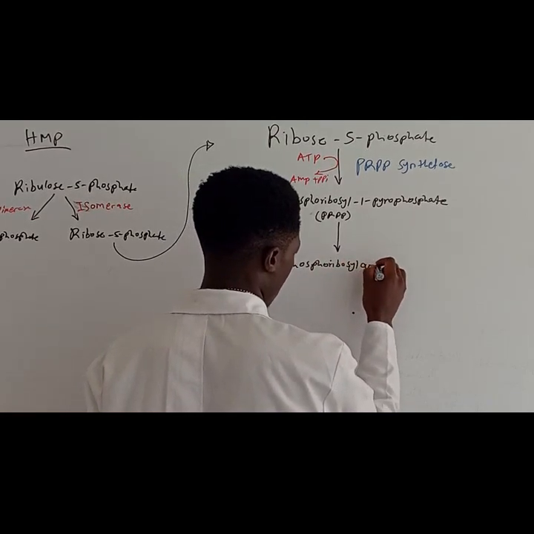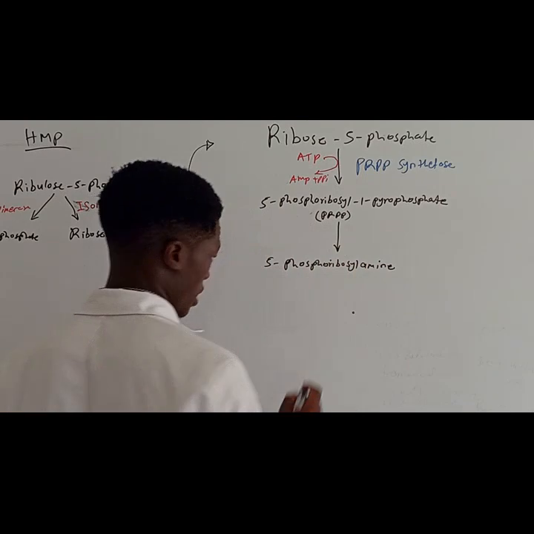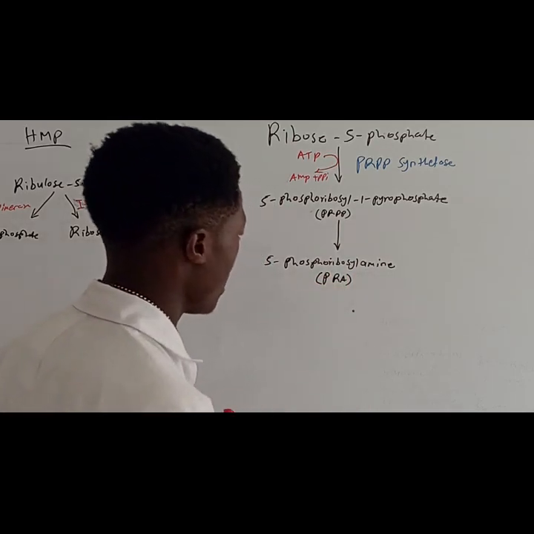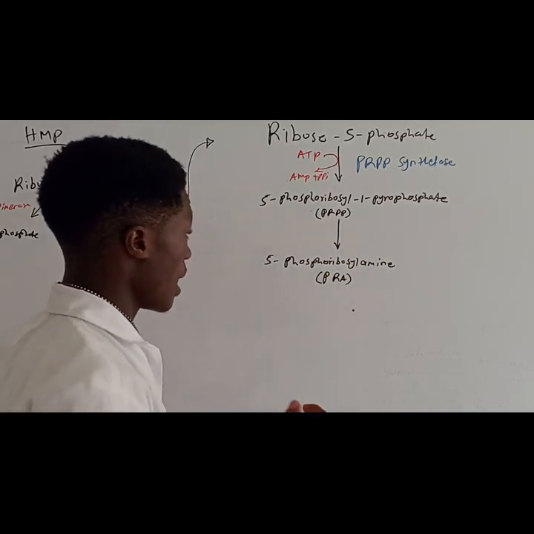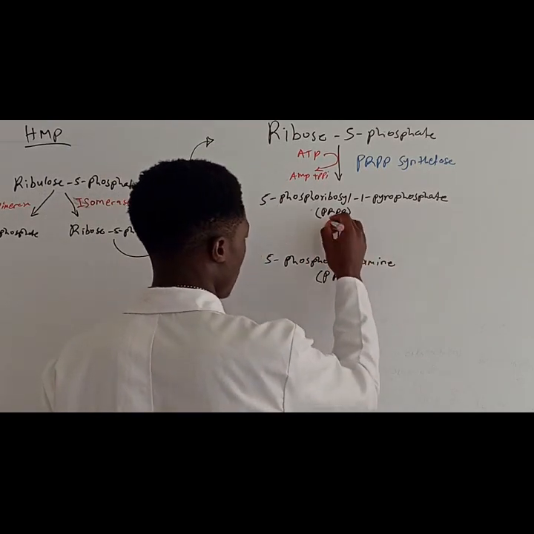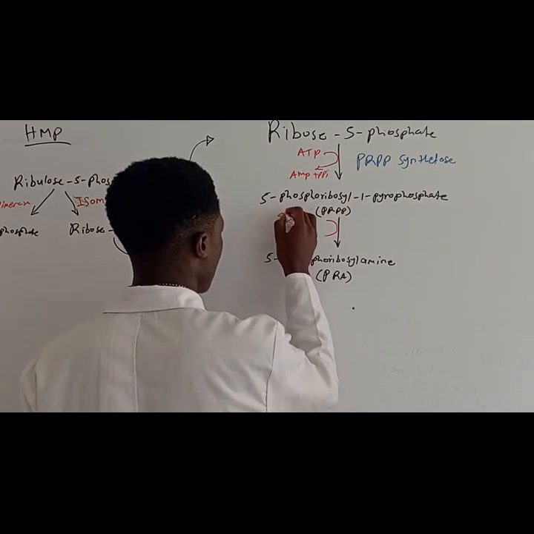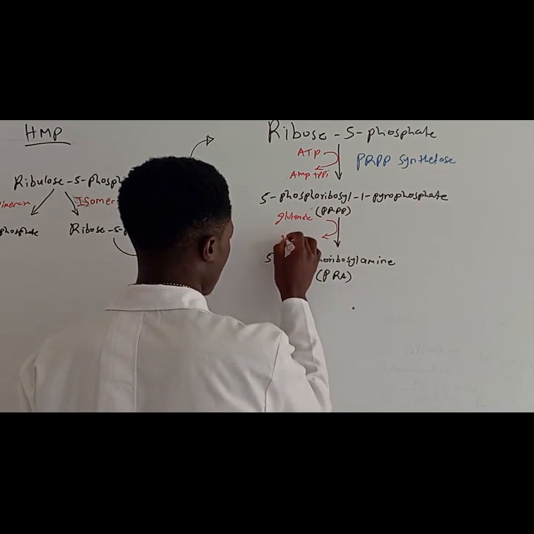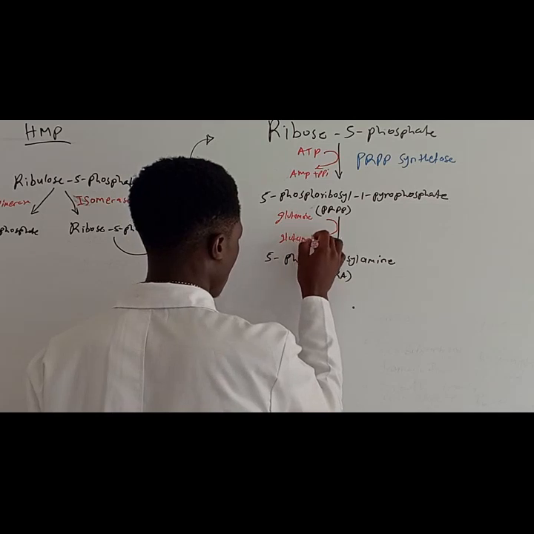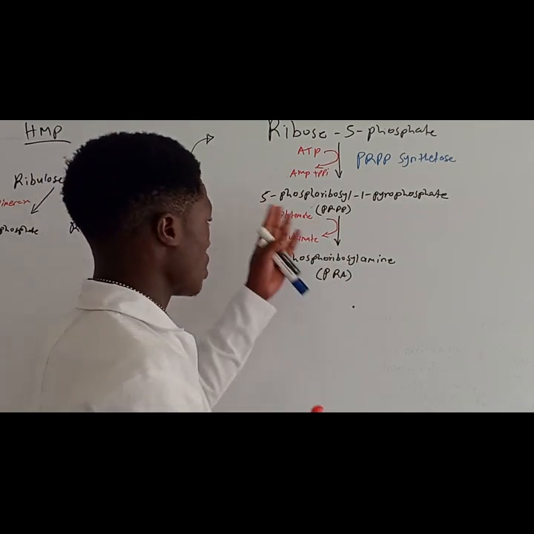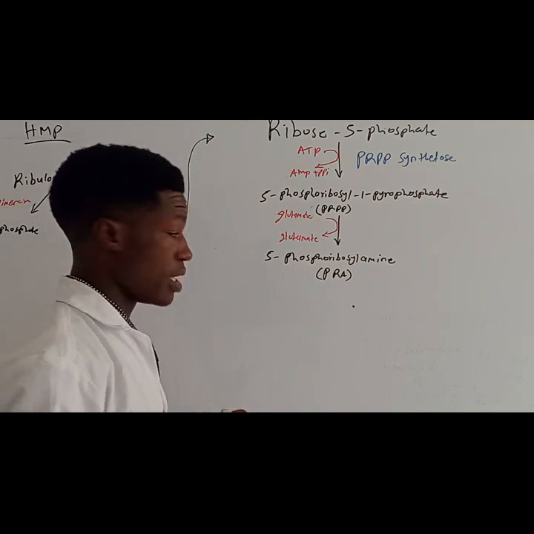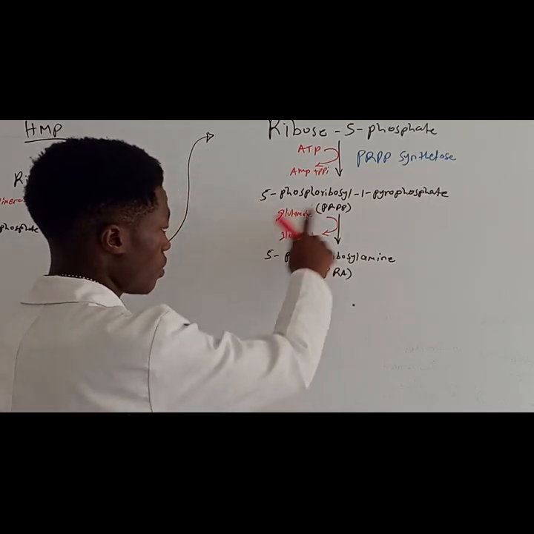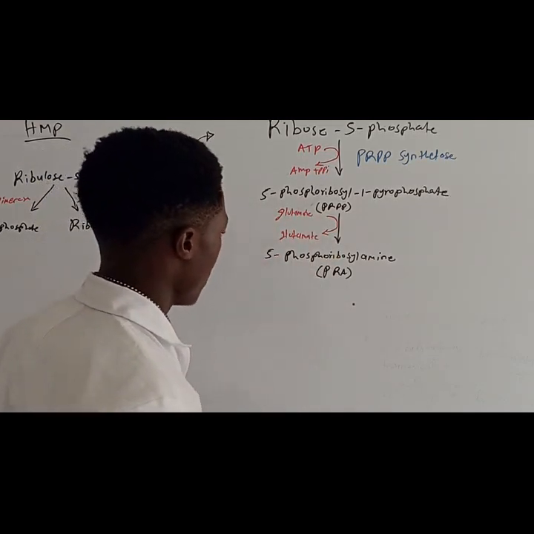5-phosphoriboside amine, or you can just call it PRA. Now, this reaction requires an amino group, provided by glutamine. Glutamine is going to be converted into glutamate. As you know, the difference between glutamine and glutamate is only the amino group. Glutamine has 2 amino groups, while glutamate has 1. So it has lost the amino group to PRPP to form PRA.